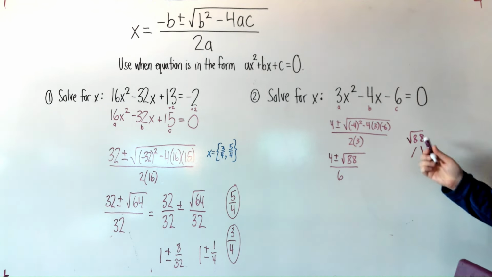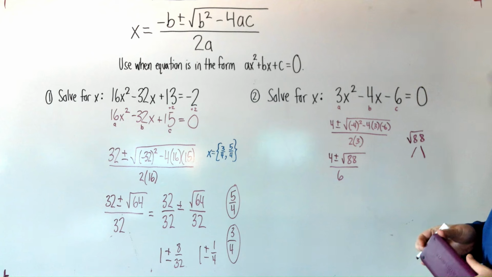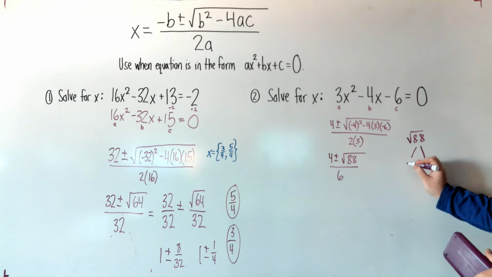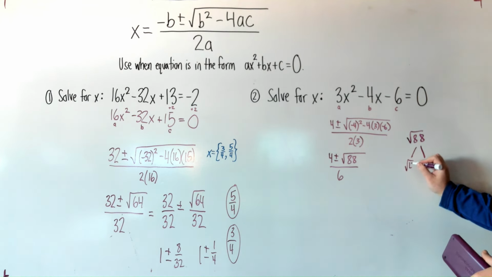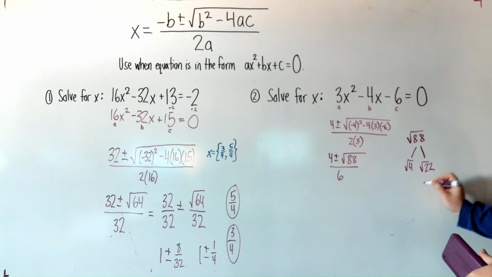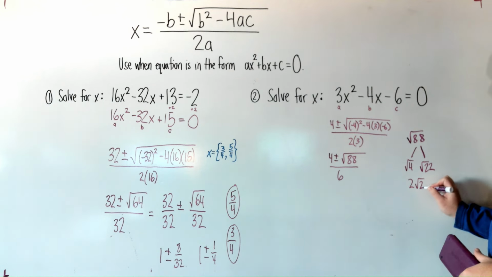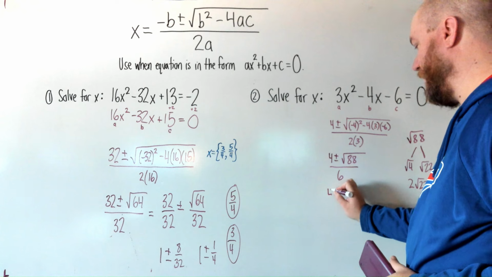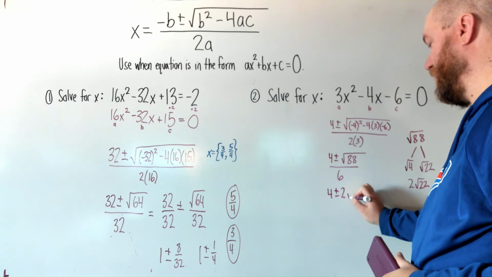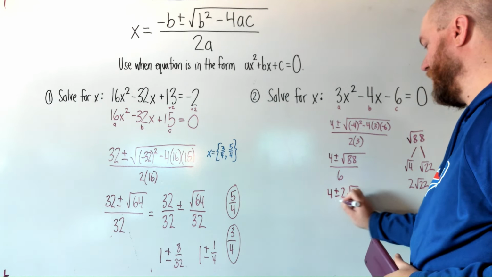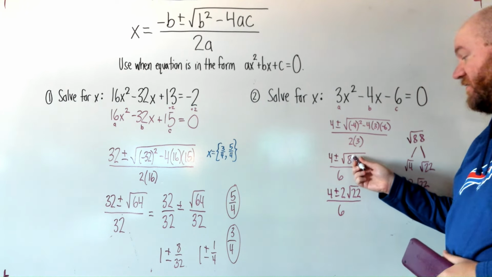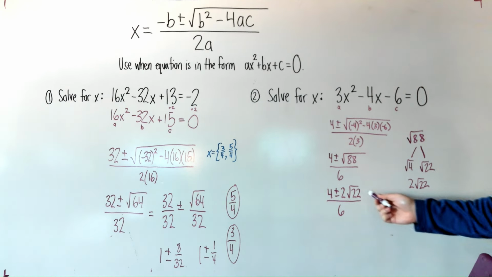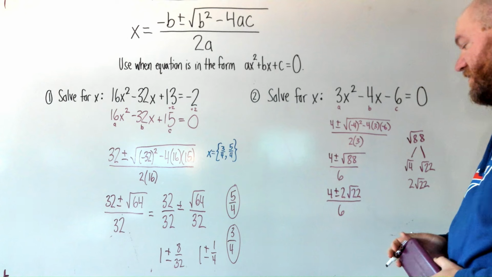I'm going to pick two numbers that multiply to 88, one of which is a perfect square. I'm going to pick radical 4 and radical 22. So this works out to be 2 radical 22. So 4 plus or minus 2 radical 22 all over 6. So radical 88, I simplified it to be 2 radical 22.